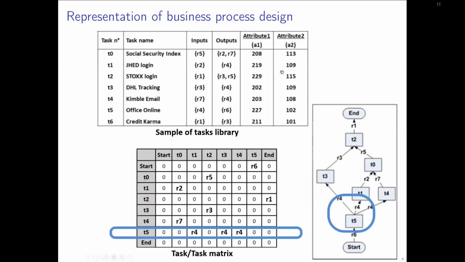So, how to represent a business process design? We propose to represent it using a task matrix. This matrix contains the relationship between the different tasks composing a business process design.